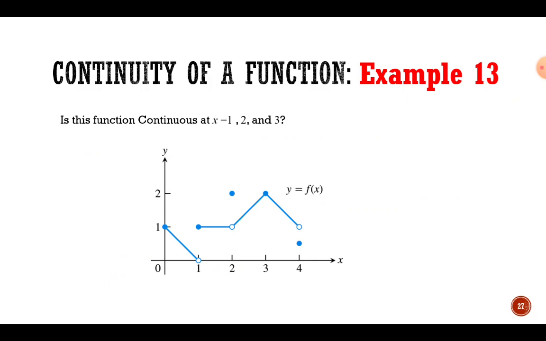Let's have a look at example 13 here. Is this function continuous at x equals to 1, 2 and 3? Saya rasa tengok example ni you all lagi faham lah kot. Alright, so now let's have a look at x equals to 1 first. So as I said just now, there are 3 steps for you to decide whether the function is continuous or not at a point x equals to a. For this case, a is equals to 1 lah. Okay, ni x equals to 1.